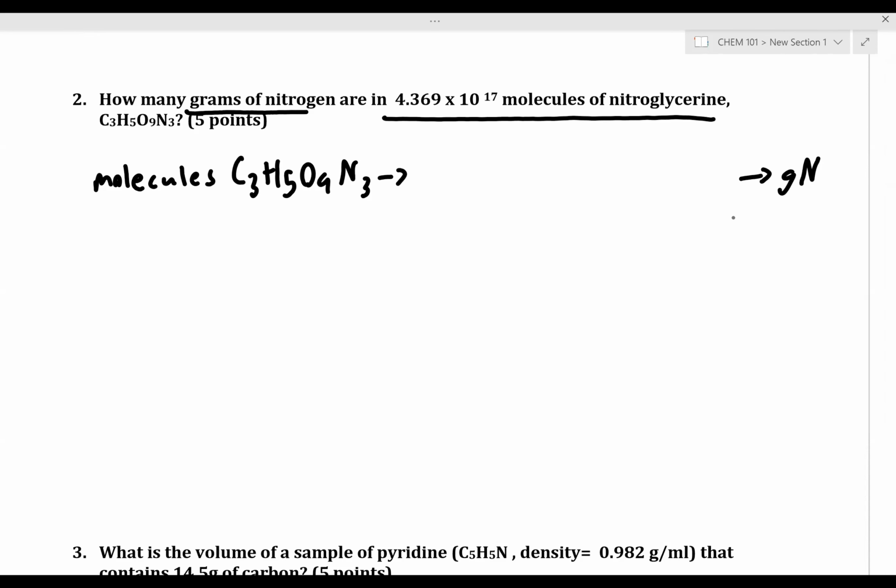A molar mass and moles, exactly. So we're going to need the moles of nitrogen. And where are we going to get the moles of nitrogen from? Where do we get the moles of an element from? Yeah, moles of a compound. Exactly. So we're going to need the moles of nitroglycerin, which is C3H5O9N3. Okay, perfect. So we have our problem-solving manifold set up.